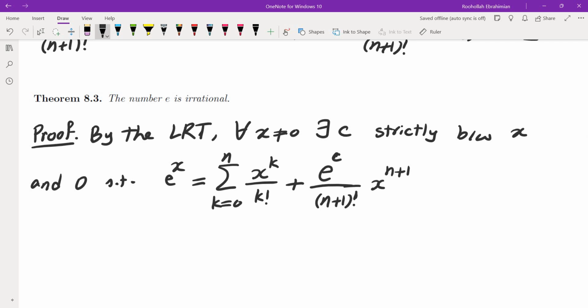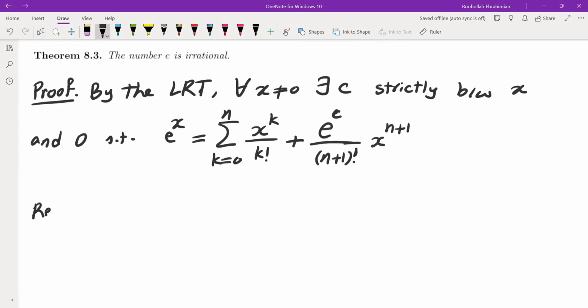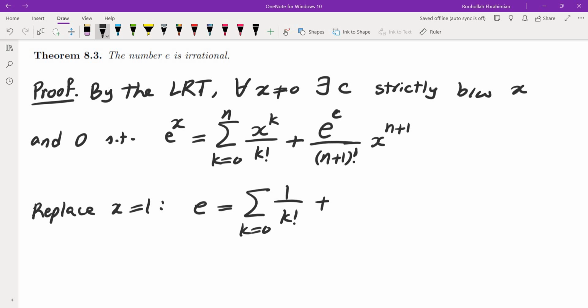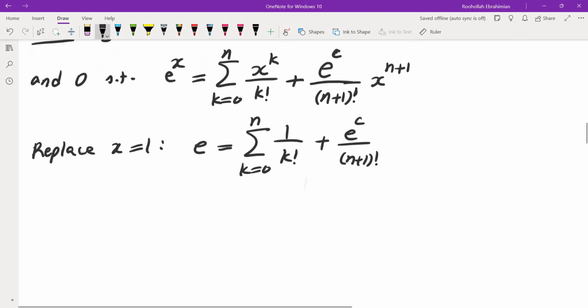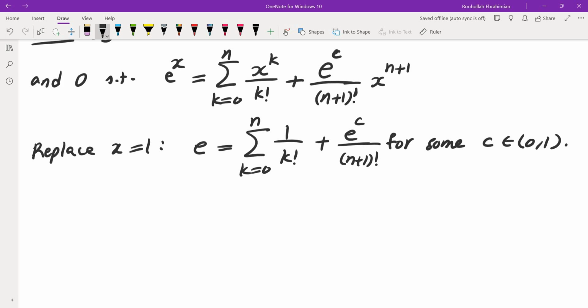Now I'm going to substitute x by 1. So replace x by 1. You're going to get e equals the sum of 1 over k factorial, where k again goes from 0 to n, plus e to the c over (n plus 1) factorial. We don't know what c is. We just know that c is between 0 and 1. And this is for some c between 0 and 1.